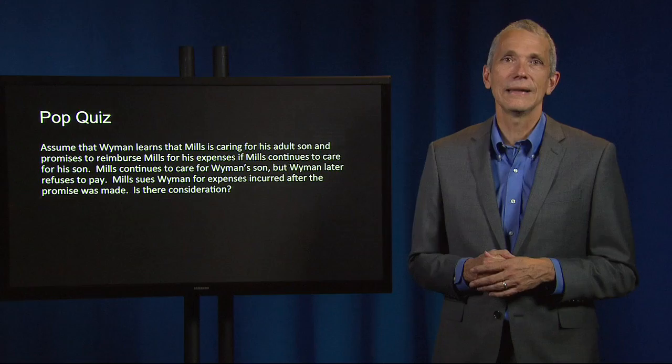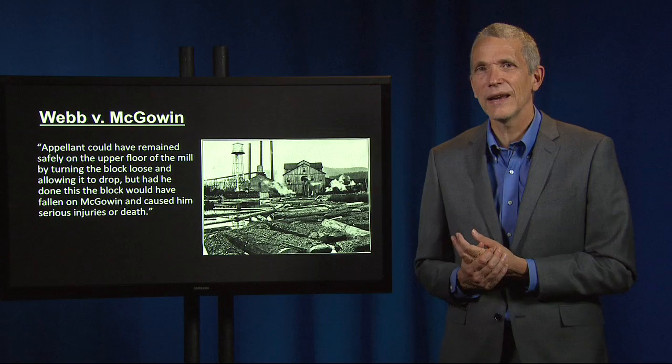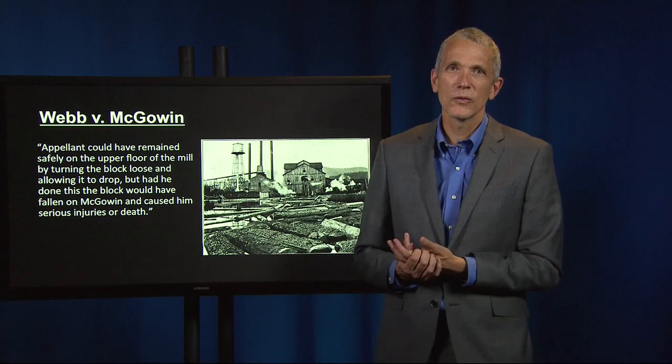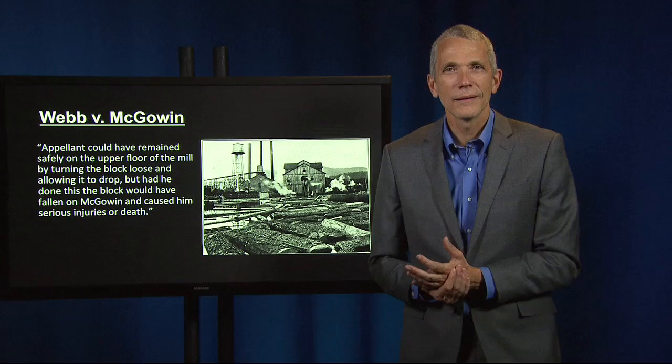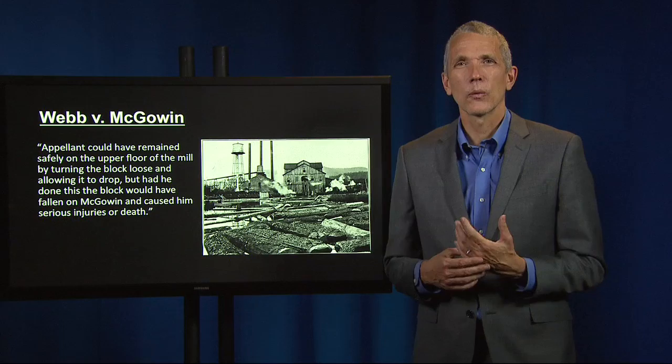Now, let's see how the Court of Appeals in Alabama handled a similar promise 110 years later in the 1935 case of Webb v. McGowan. Webb was an employee of McGowan's mill. One day, Webb was badly injured when he saved McGowan's life by diverting the path of a 75-pound pine block that was falling from the upper stories of the mill. After the incident, in return for saving his life, McGowan promised to pay Webb $15 every 2 weeks, or $390 per year, for the rest of Webb's life.